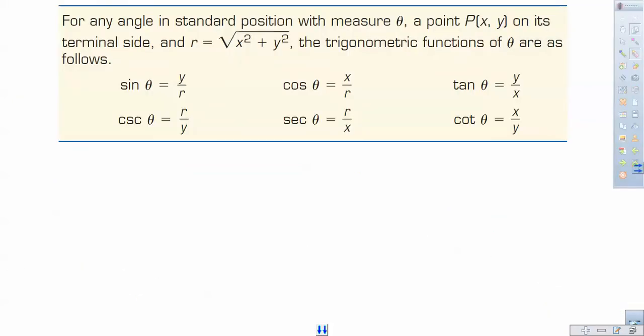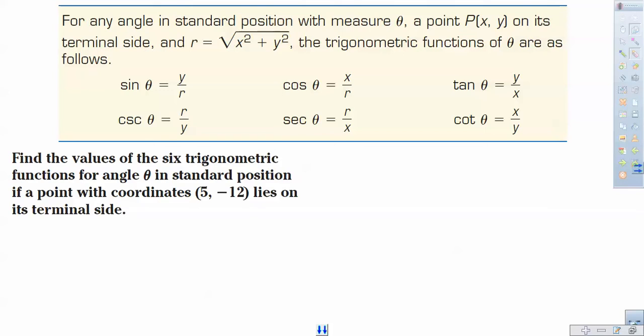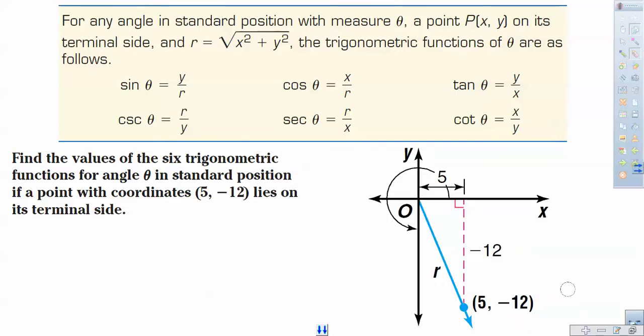Here's another place where we use all students take calculus. Or situations where we're looking at any point now placed on a coordinate plane and we just consider its angle. For example, find the values of the six trig functions for angle theta in standard position if there's a point with the coordinates 5, negative 12, and it's on its terminal side. So if 5, negative 12 is on its terminal side, there's our angle here.